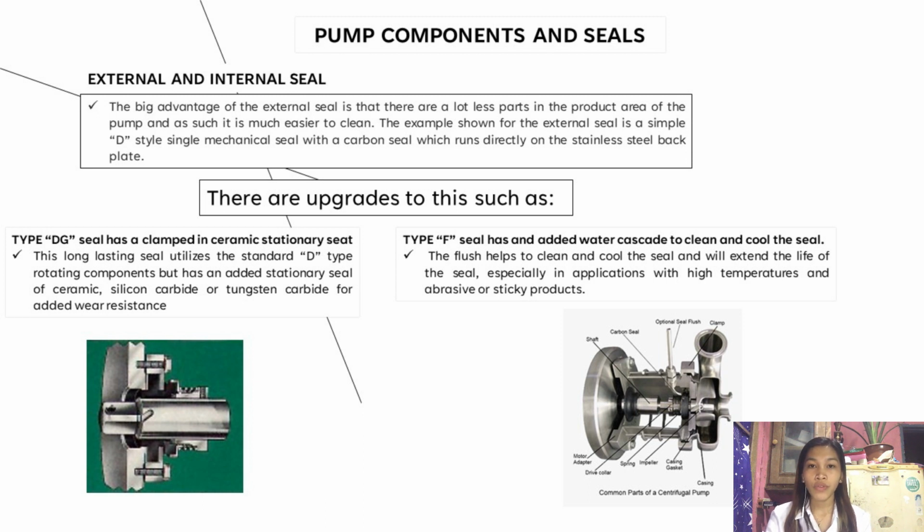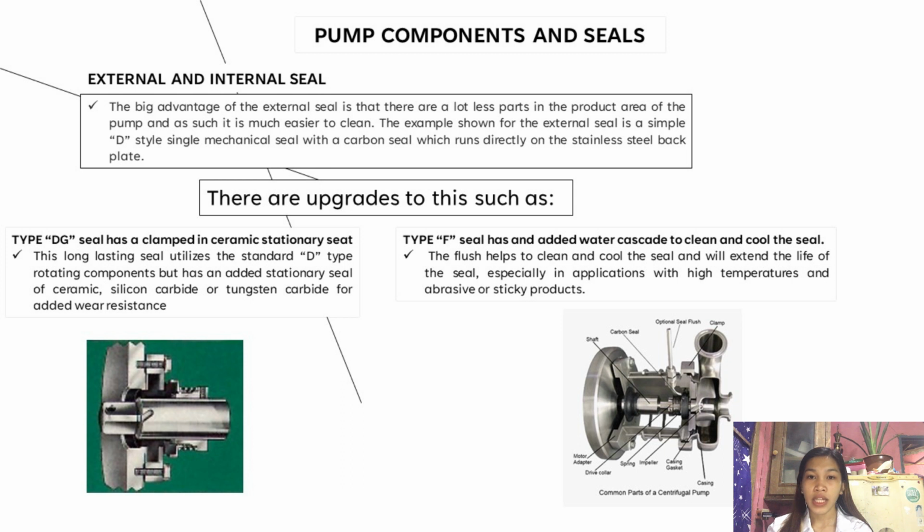The example shown for the external seal is a simple D-style single mechanical seal with a carbon seal which runs directly on the stainless steel back plate. There are upgrades to this, such as the Type DG seal, which has a clamped-in ceramic stationary seat. This long-lasting seal utilizes the standard D-type rotating components but has an added stationary seal of ceramic, silicon carbide, or tungsten carbide for extra wear resistance.